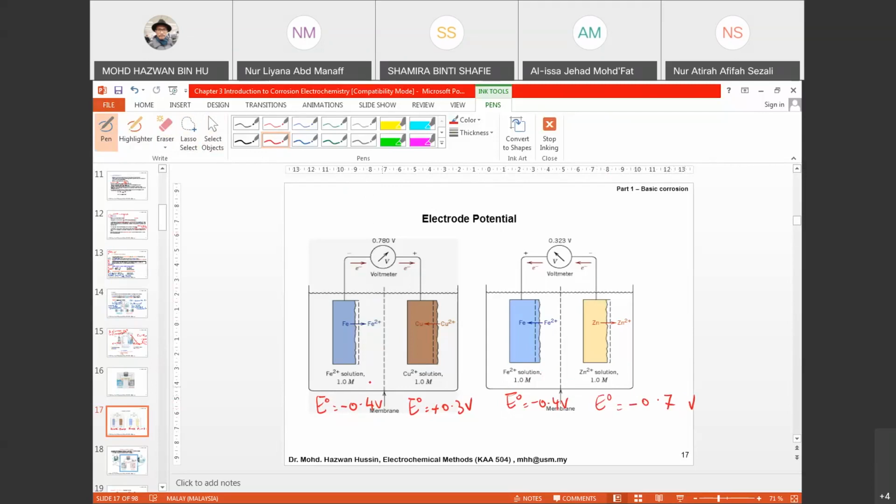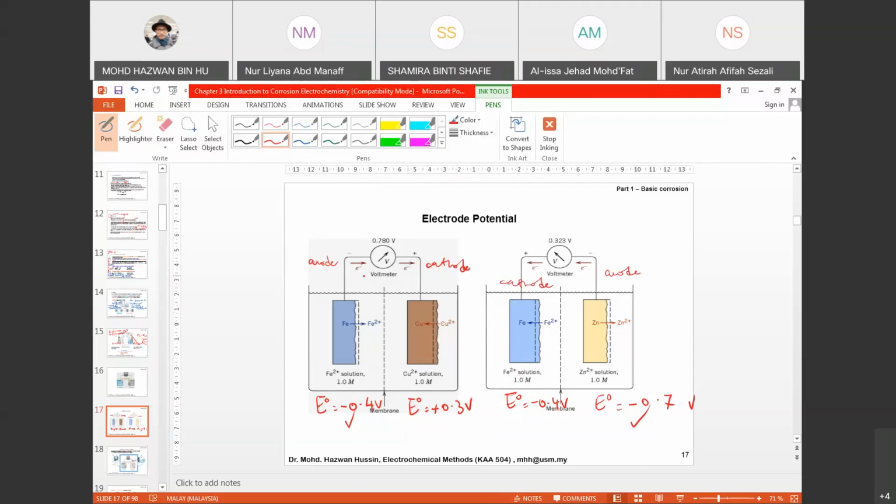So for this type of pairing, when you have iron and copper, you see that iron is more reactive as compared to copper, so iron will be anode and copper will be cathode. Between iron and zinc, you have minus 0.4 and minus 0.7. Zinc is more reactive, more negative as compared to iron. Then zinc will be anode and iron will be cathode.